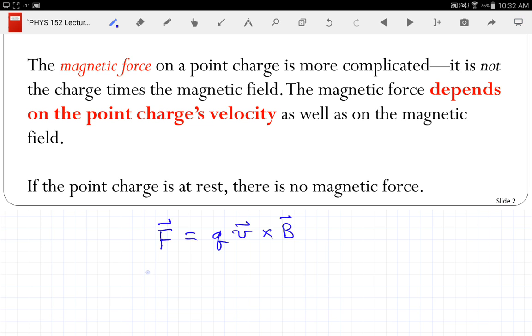The magnitude of the force is equal to the magnitude of the charge multiplied by the speed multiplied by the magnetic field multiplied by sine of the angle between the speed and the magnetic field. So the lower equation is just the magnitude. The upper equation gives you the magnitude and the direction. And we will use our right-hand rule to get the directions.